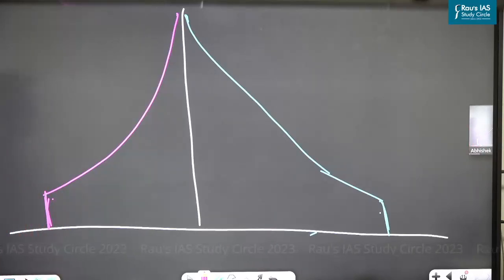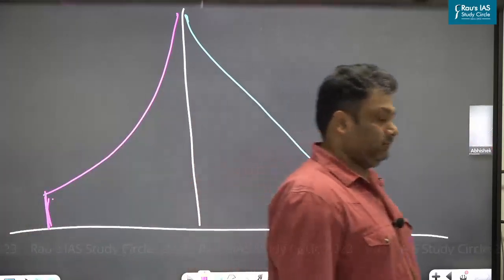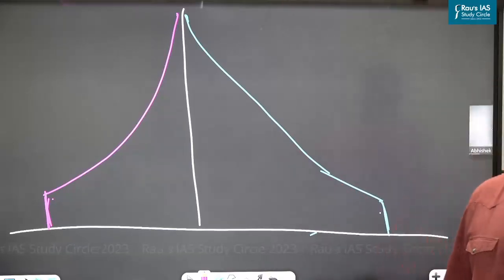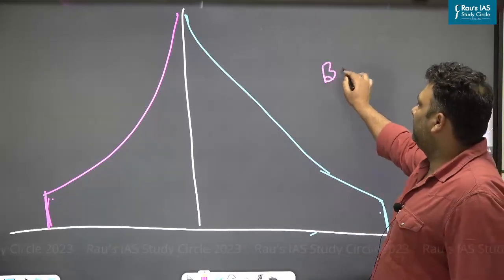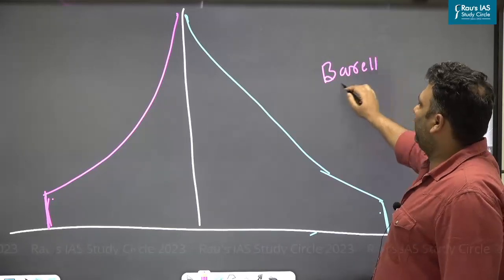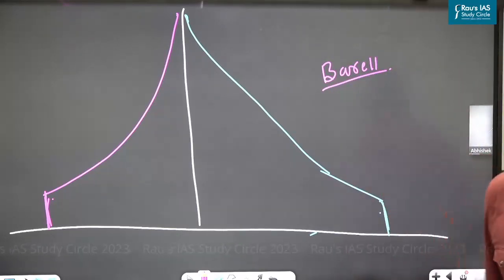Still the society is patriarchal, okay? This will not change. They start becoming barrel shape now. This is barrel shape. Means it is incentivizing the couples to produce more children.